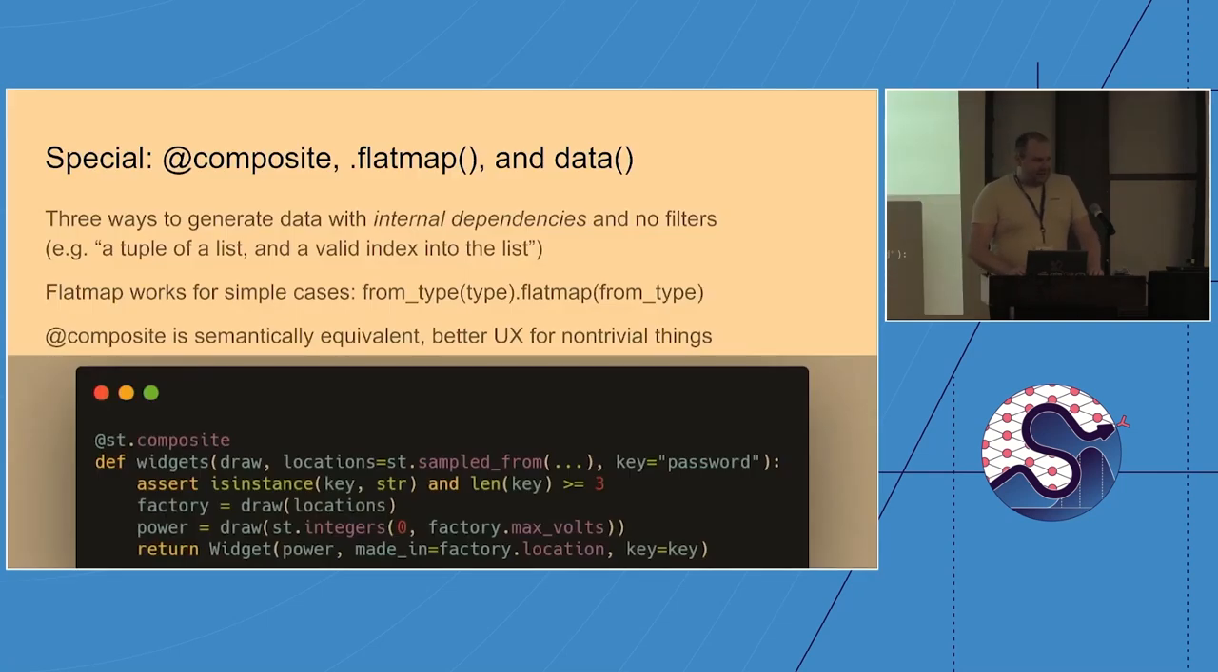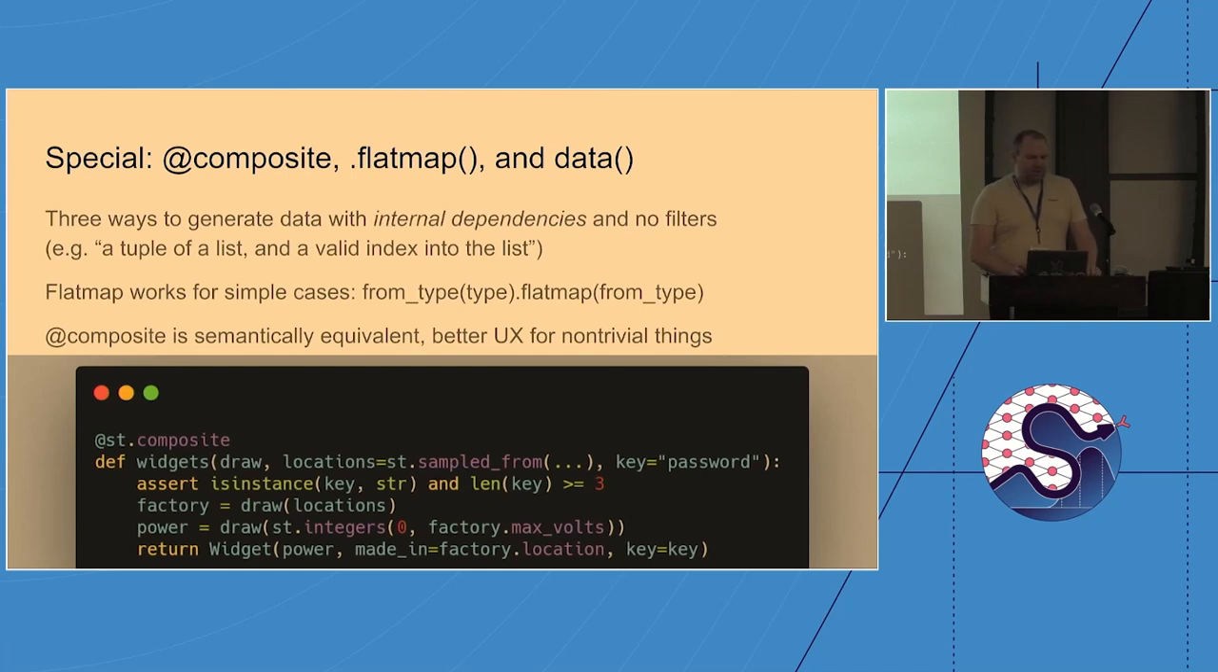All right, last special strategies. For designing your own strategies, there's a couple of techniques. The simple one is composite. Very closely related is flatmap, but generally speaking, don't use flatmap. It's a cute toy, but it's less readable than composite most of the time. And then the data strategy, we'll get to in a minute.